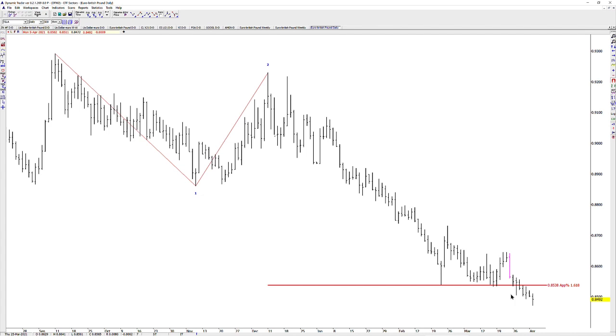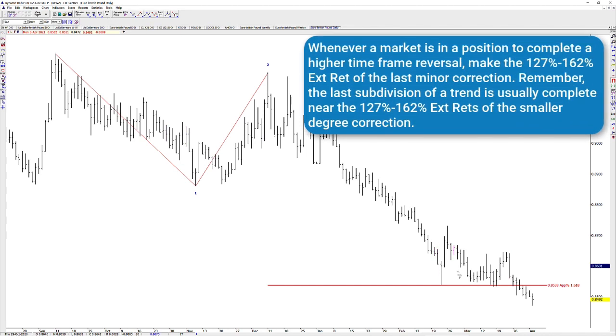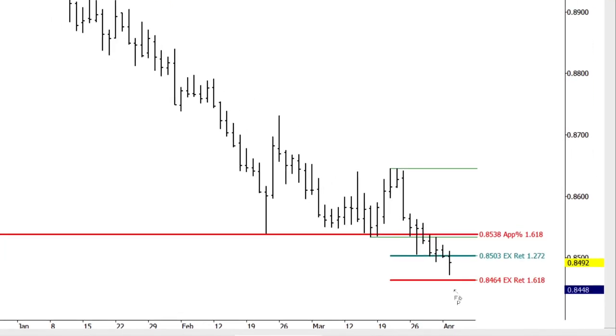So we might, for instance, want to do one more price relationship here: the external retracements of that last swing up. So why would we want to do those? If we're in a position to complete a higher time frame, any new low could be the last minor low, the last subdivision low, and those are usually complete at the 127, 162% external retracements. So as of the last bar of the chart, again, we'd want to be developing a strategy that would indicate that this decline is complete. So I had, well, ooh, boy, there we go.